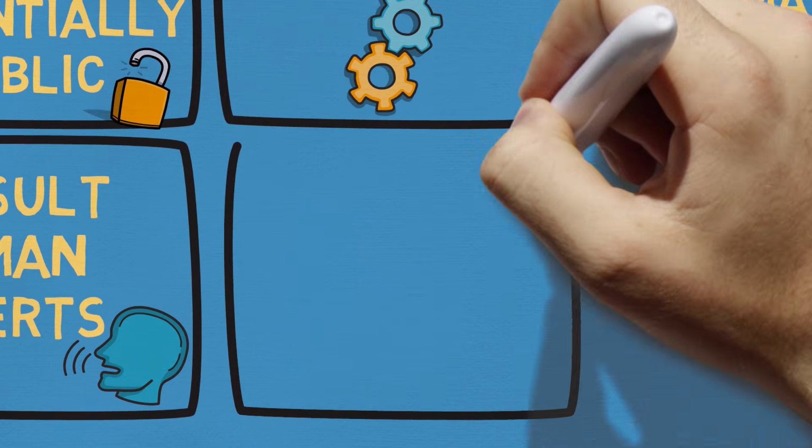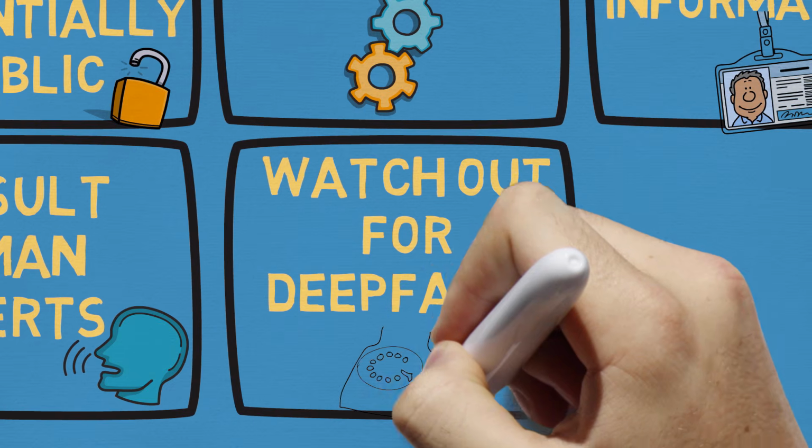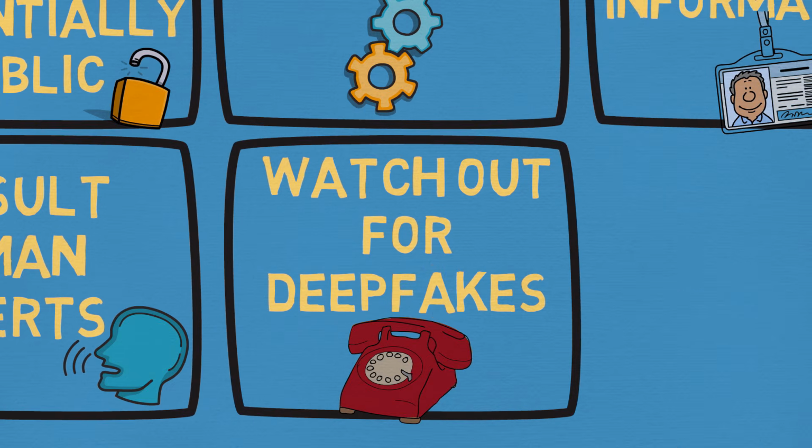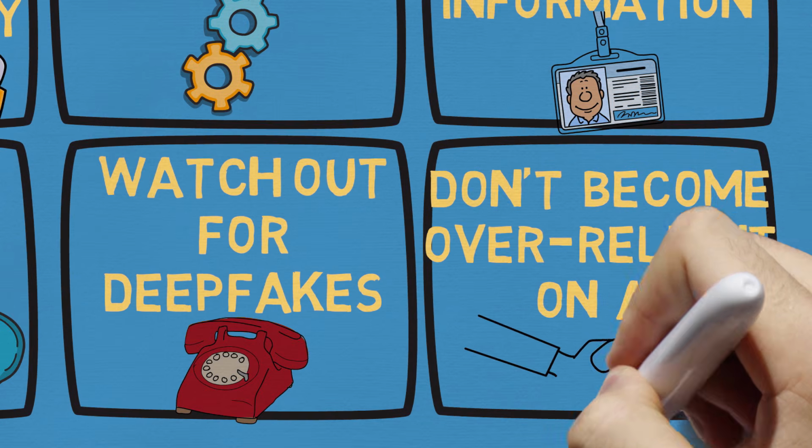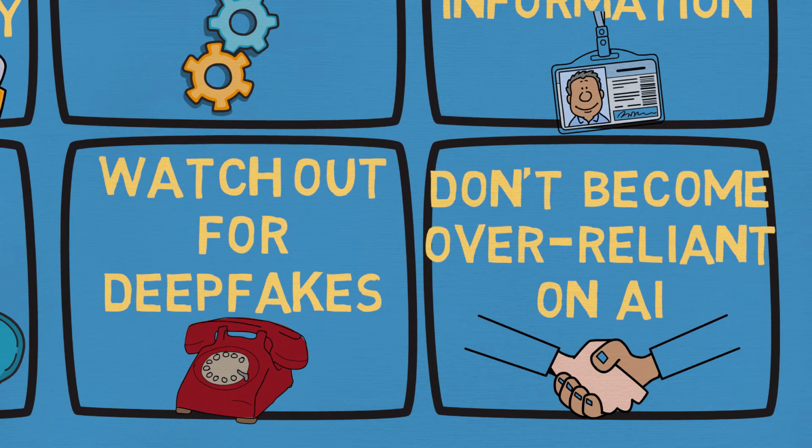Always be mindful of the possibility of deep fakes. Be mindful of the fact that AIs can hallucinate and provide information that is incorrect, but in a way that's extremely confident. And don't become over-reliant on AIs for your interaction with the world around you. Engage with human beings, with people, and safeguard those relationships.